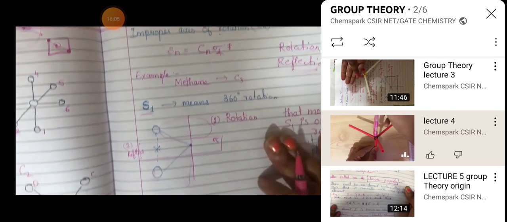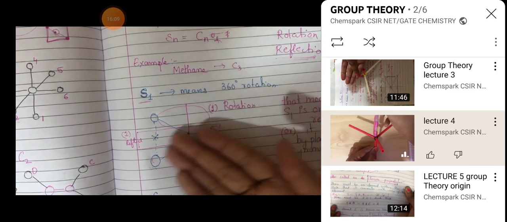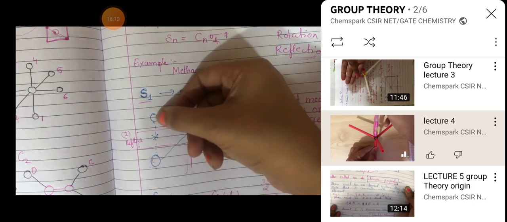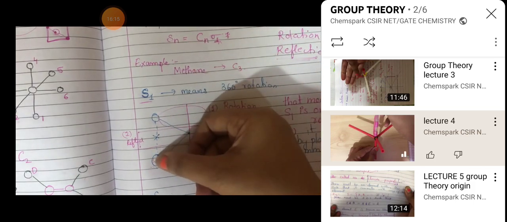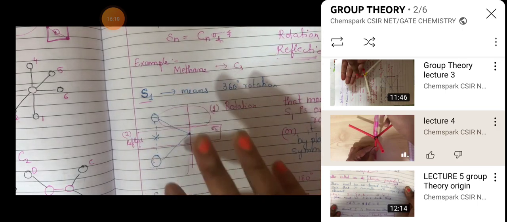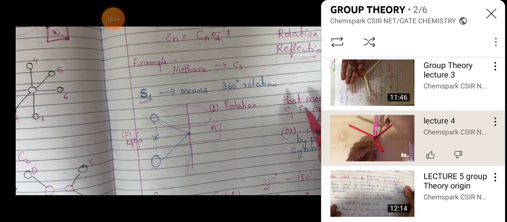Don't consider it as H, but in this case it is H only, sigma H, if the plane is perpendicular to this axis. So you will find a reflection. If it is in the upward direction, then the reflection will come in the lower direction. So the only operation involved is the plane of symmetry. Correct? So S1 is only reflection, or it is an operation by plane of symmetry.